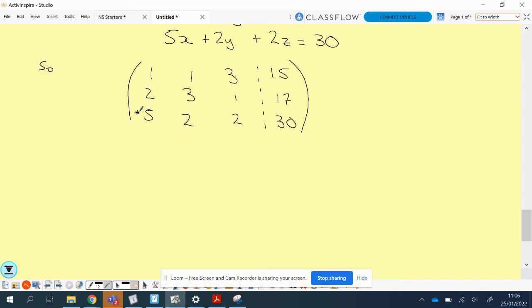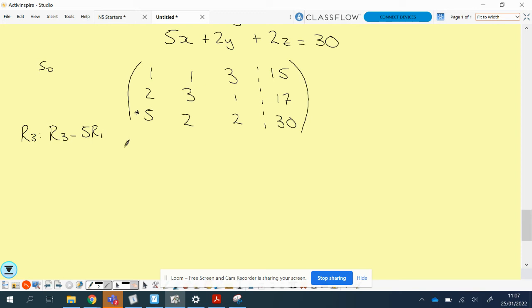So we're going to do row 3. Well, there's loads of ways I could get 5 off here, but the easiest way is just to take 5 lots of row 1 off. That'd be the easiest way. So it'll be row 3, take away 5 lots of row 1. So that's how I'm going to do that there.